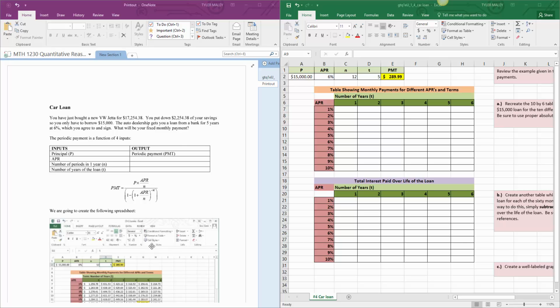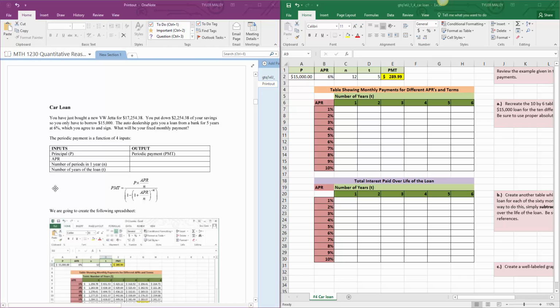So the periodic payment function is what we're going to look at here, which has the following inputs, right? So you can see from the table we have inputs of principal, APR, the number of periods in 1 year, and the number of years of the loan, right? So then the output, what we'd be given as an output would be the periodic payment. So we input these items into Excel and we get out the output, which is what we want to know, right? We want to know what the payment will be, the monthly payment, right?